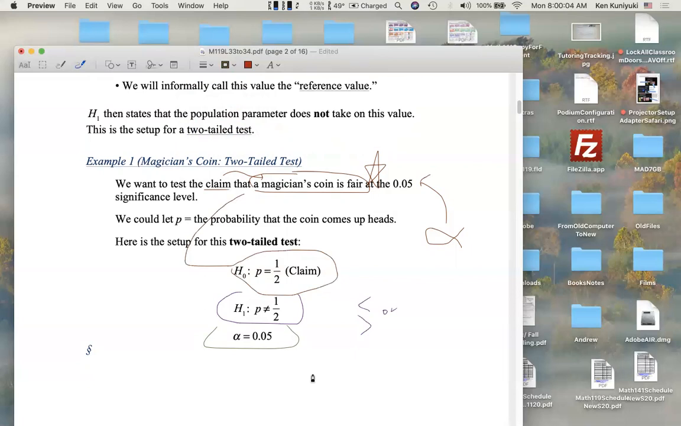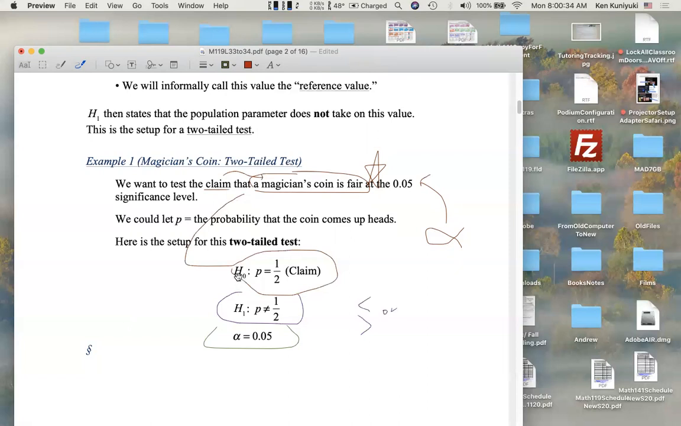And then later on, we'll talk about methods by which we can come up with a decision as to whether or not to reject the null, and then how to write out the final conclusion. But for right now, we're going to write down the 3 key ingredients. Write down the null, write down the alternative, write down alpha. And the way that you write these down depends on what the claim is. The claim is that the magician's coin is fair. That is p equals 1/2, and that's the claim.